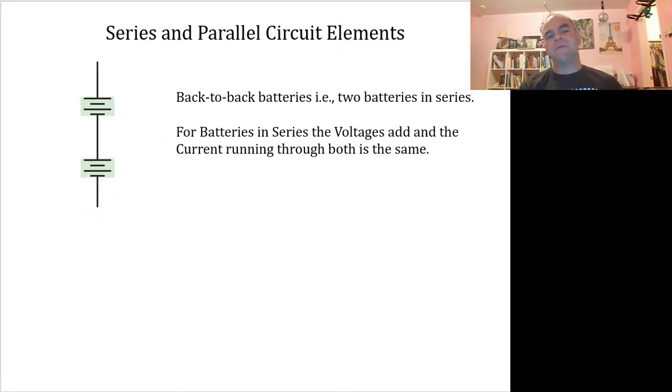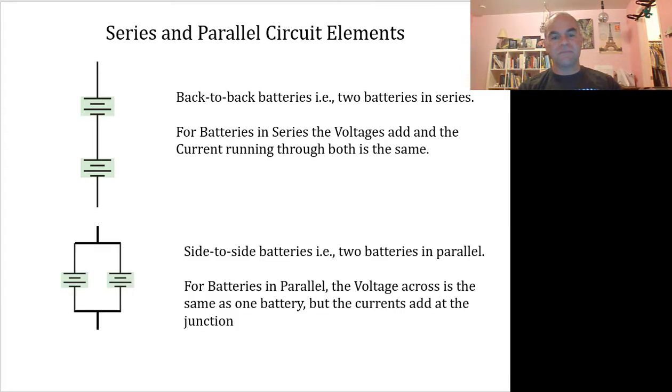Now I'm going to talk about how we wire them. You're going to hear me use the words series and parallel quite a bit. Series means that the elements are wired end to end, like you can see in this case for these batteries. They're wired in series. If you were to wire them in parallel, there would be a wire here connecting the top of both of them, and a wire here connecting the bottom of both of them. Now they're wired in parallel.